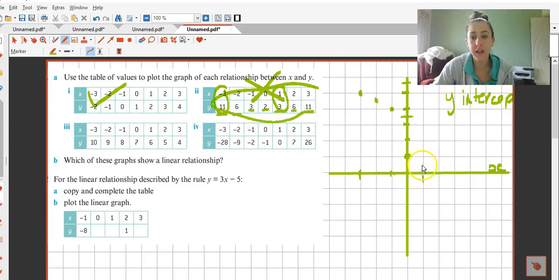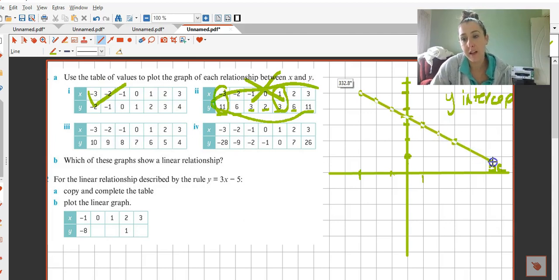Okay, so where x is equal to 1, I'm coming up to 6. So 2, 4, 6 here, my next point. When my x is equal to 2, at 5 on my y-axis. And finally, where my x is equal to 3, I'm at 4. Okay, and it's simply joining those together again. Look at that beautiful line.